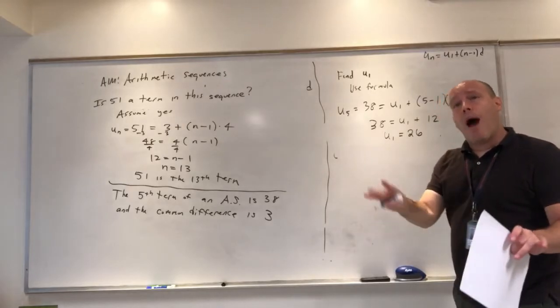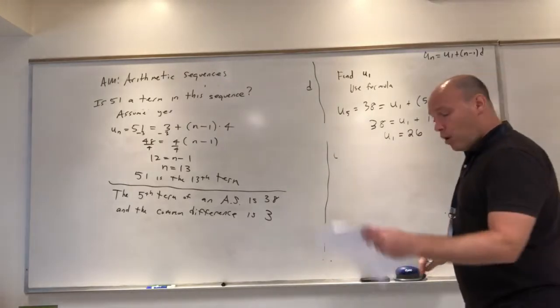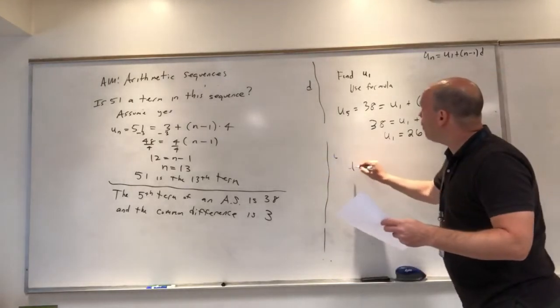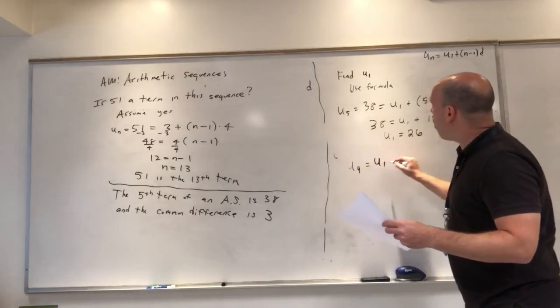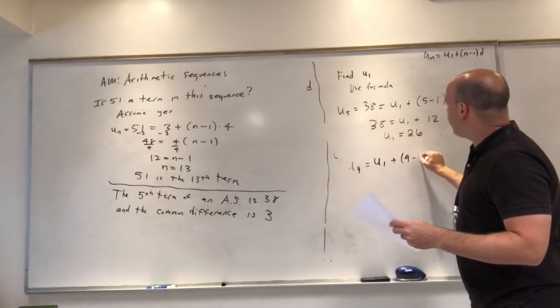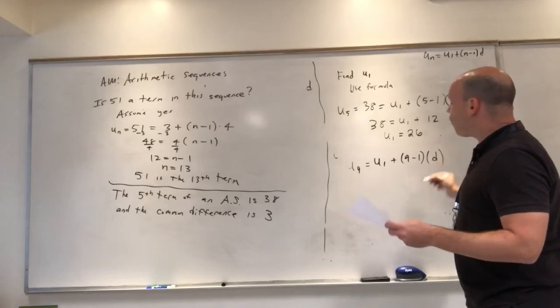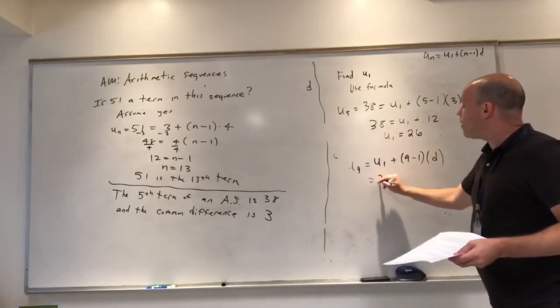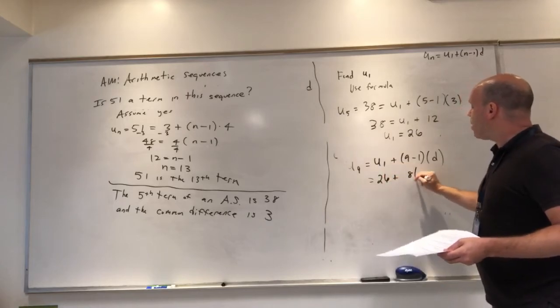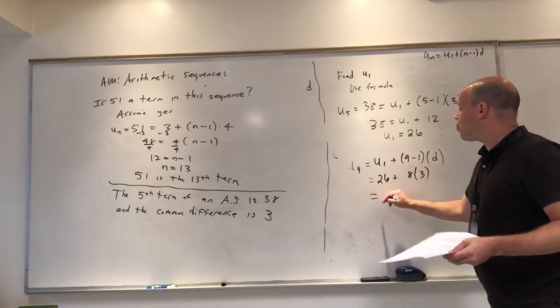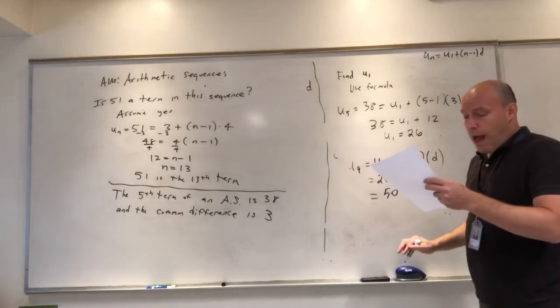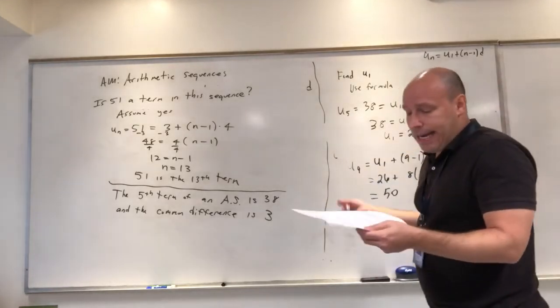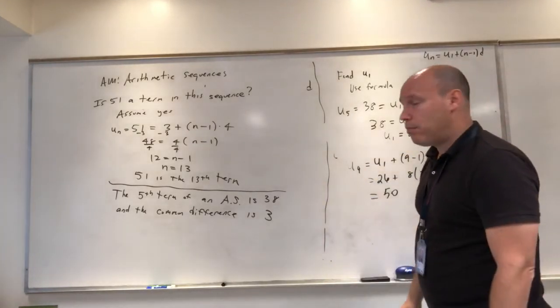Or you say, you know what? I'm using the formula. The 9th term, u of 9, is equal to u of 1 plus 9 minus 1 times the common difference. I know I just found the first term, 26, plus 8 times 3. Final answer, 50. And the last thing I asked you, is 68 a term of the sequence?